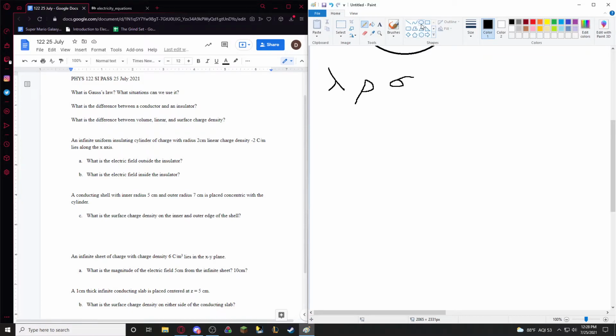Screw it. This is our cross-section. It's going to be going off into infinity in both directions, but this is our cross-section. So the first thing we want to know is what would be the electric field outside our insulator, and then also what would be the electric field inside the insulator.